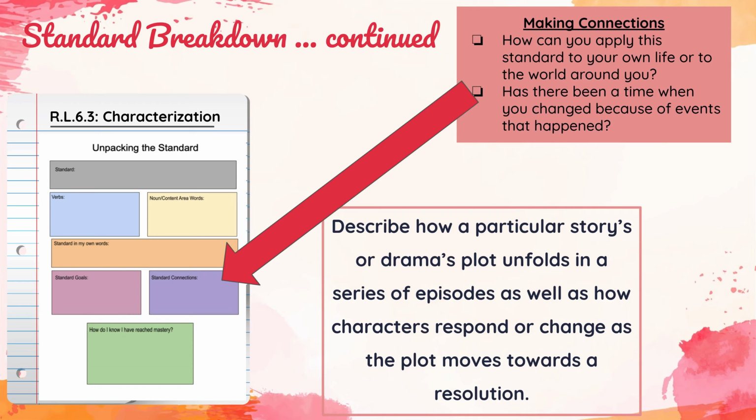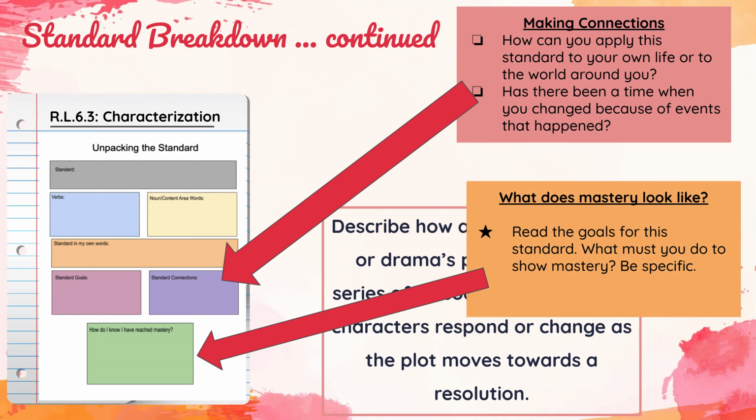The final box. What does mastery look like? Read the goals for this standard. What must you do to show mastery? So you tell me. I've told you the goals and my expectation for you for this standard. Now you tell me, how will I know that you have mastered this standard? What are some things that you could perform well on to show your teacher that you understand RL 6.3 characterization? Your answer will go in the green box.